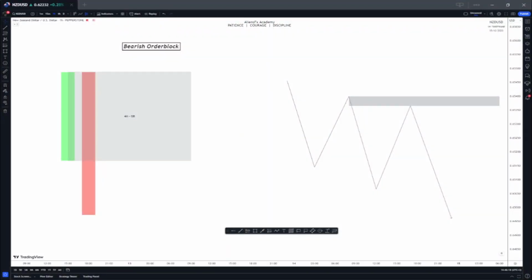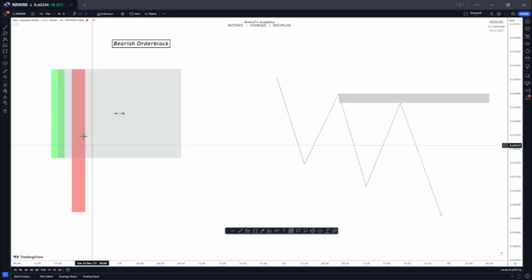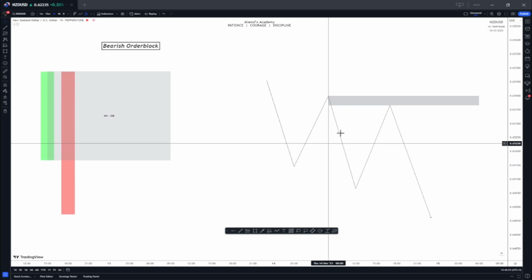So the first order block we are going to check out is the bearish order block, which is formed in, let's call it, a bearish market. It's the last bullish candle before the bearish impulse or the bearish move. When you go to price, you'll see these types of order blocks, and it's always the green candle before the red one. So you'll understand what I mean now. This is what we mean when we talk about order blocks.